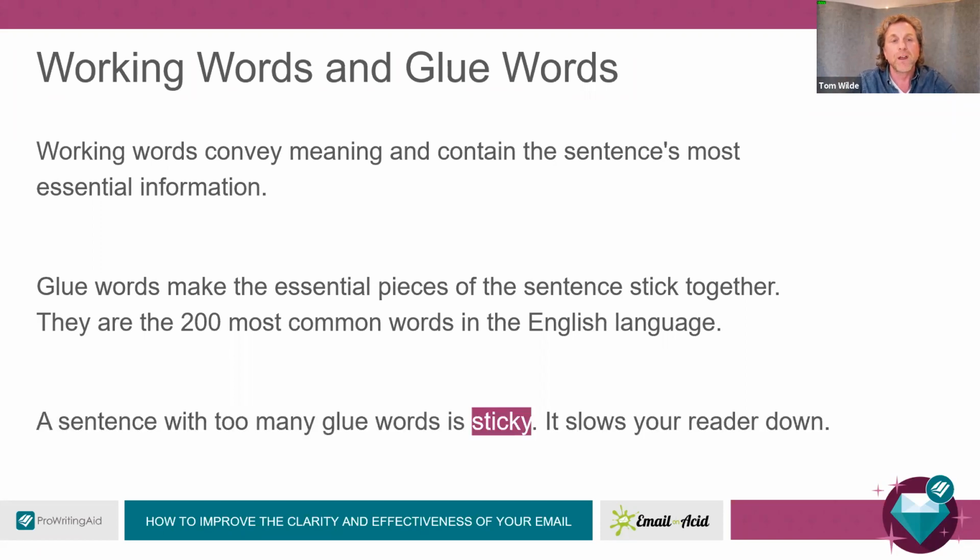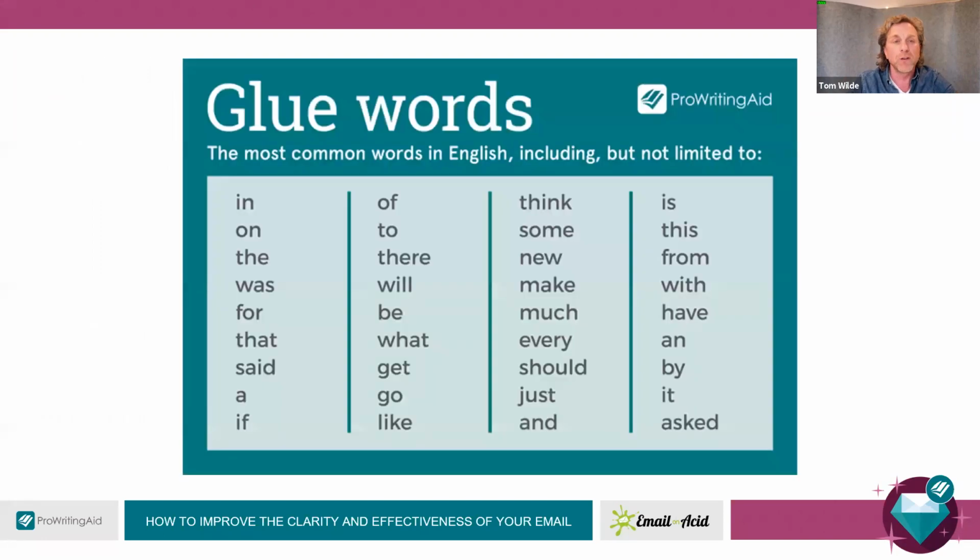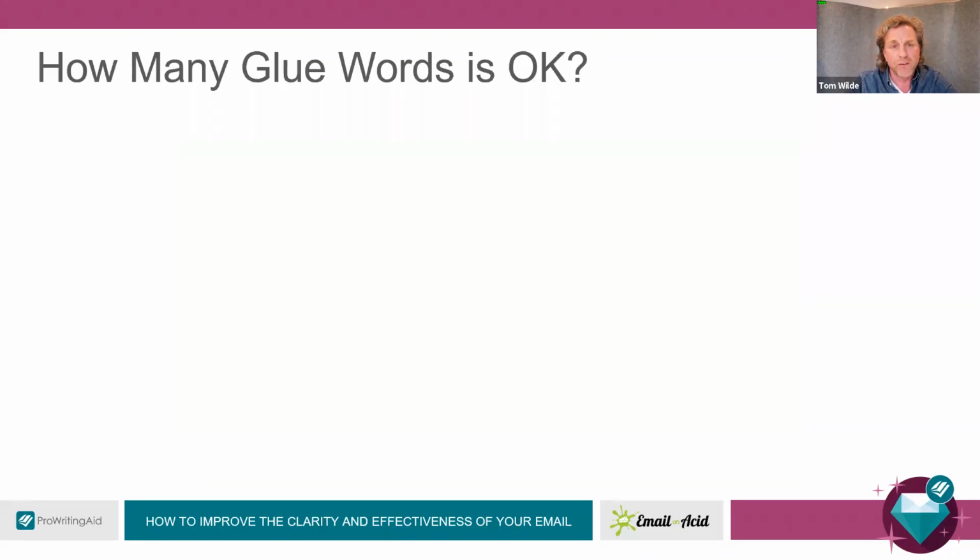First and foremost, a sentence with too many glue words is sticky, okay? Your reader will get bogged down. It will slow them down. So avoid too many glue words. What are glue words? Well, these are some of them. And you can see they are typically prepositions, conjunctions, articles, and there are 200 of them, okay?